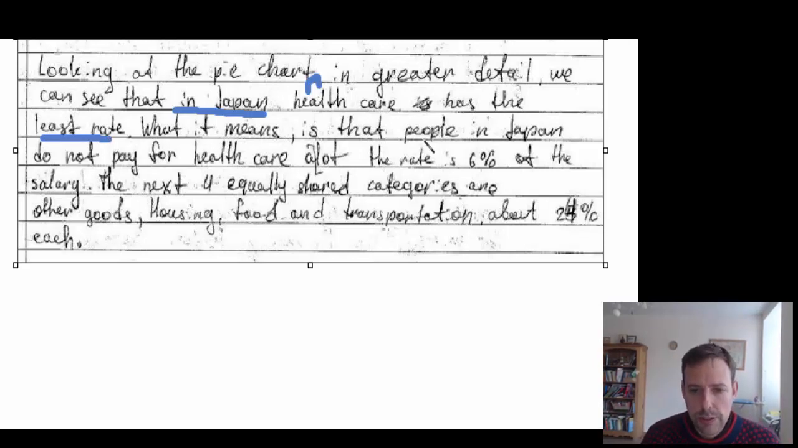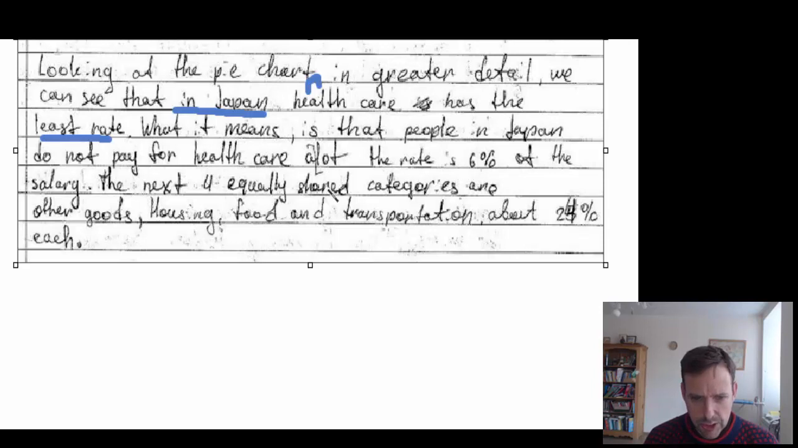Okay, what it means is that people in Japan do not pay for healthcare a lot. Okay, so this is true. People in Japan do not pay for healthcare a lot. Again, remember what I said about absolute terms of money. Maybe they pay a lot, but the percentage is quite low. It's debatable. But if you've already said that healthcare has the least rate, then relatively they pay the least for healthcare.